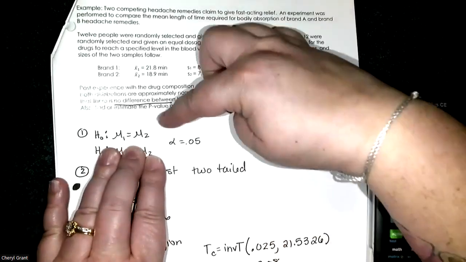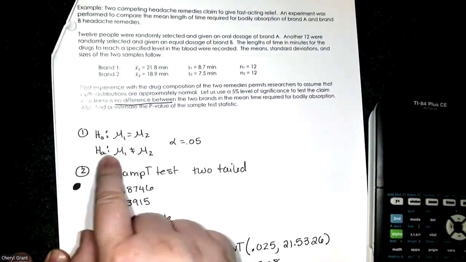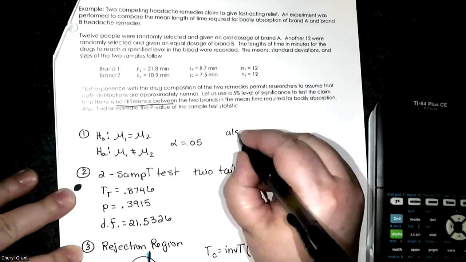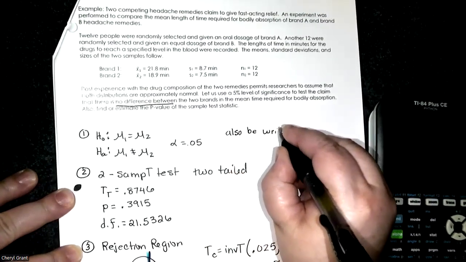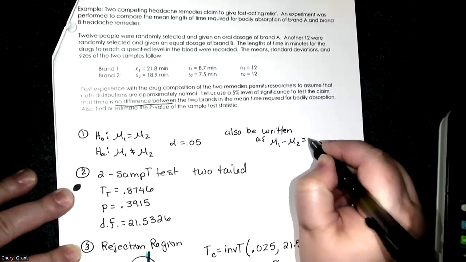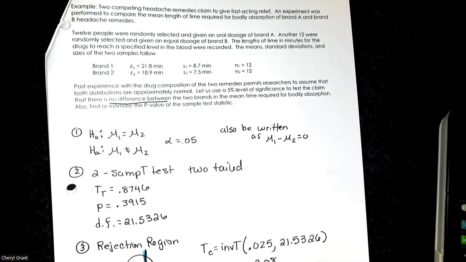So this is going to be the way it's set up all the time for two sample means, okay? This is just going to change depending on what the challenge statement is. Now, sometimes it might be written differently, but it means the same thing. Let me get my pen. It could also be written like this: mu1 minus mu2 is equal to 0. It's the same thing as this. If they're the same and I subtract them, I get 0. It means the same, okay?